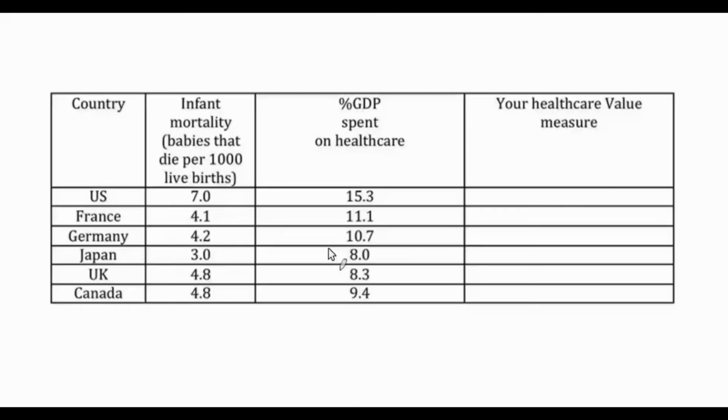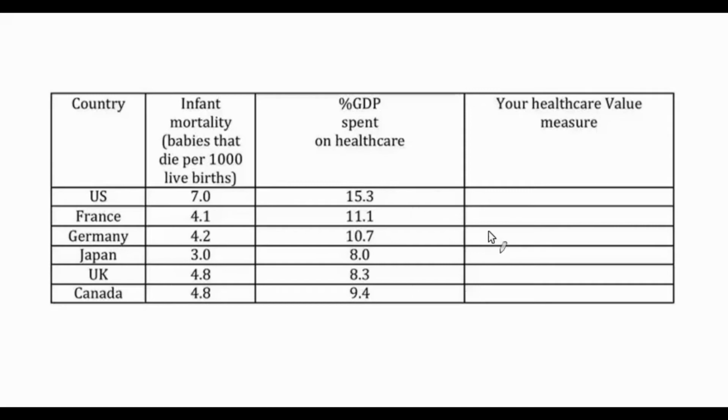This table illustrates the data that we'll use for this problem. It lists some information for the United States, France, Germany, Japan, the United Kingdom, and Canada. What it presents is both infant mortality and healthcare expenditures. Infant mortality is expressed in the number of babies that die per 1,000 live births. And the percent GDP is the percent gross domestic product that's spent on healthcare.